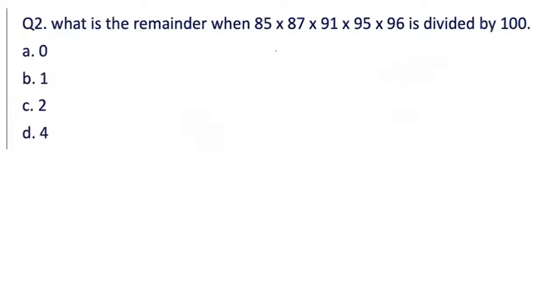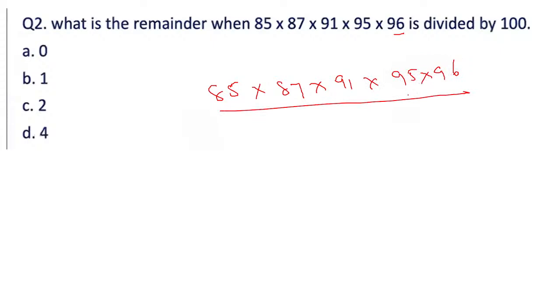What will be the remainder when 85 into 87 into 91 into 95 into 96 is divided by 100? Everyone will tell you the general process, but I won't teach you the general process. Let me go for direct logic. So what are the values? 85 into 87 into 91 into 95 into 96. This number is to be divided by 100, and they are asking what the remainder is. So I will tell you how to get the remainder.